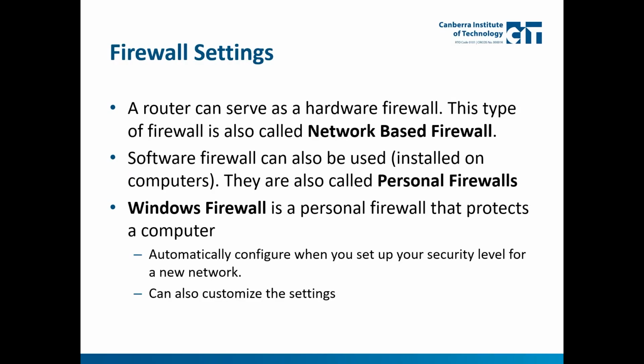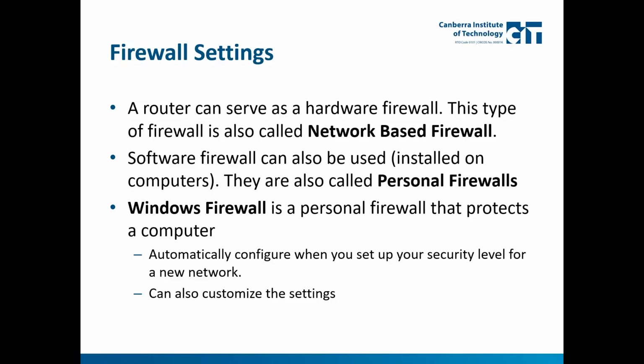Now let's talk a little bit about firewalls. So we have two types of firewalls. We have what we call the hardware firewall, and we also have the software firewall. When we have a router that can serve as a firewall, we just call it a hardware firewall. We can also call that a network-based firewall, and that is pretty much because it's located within the network. Okay, so the router is an element of the network.